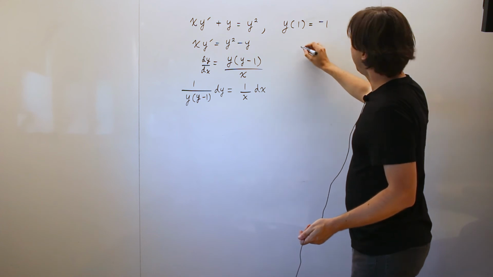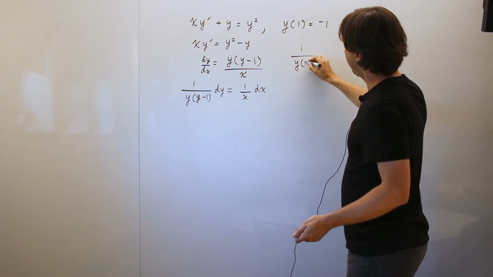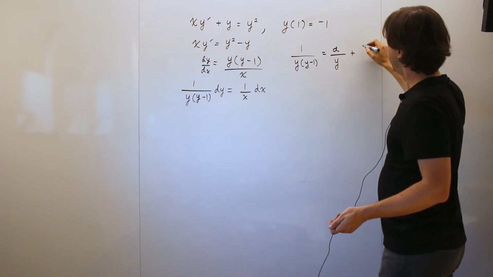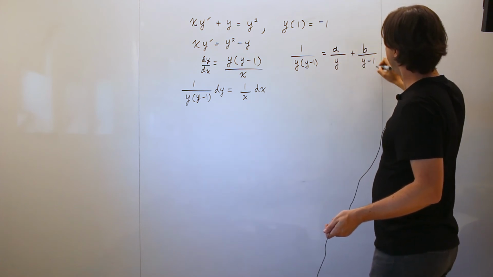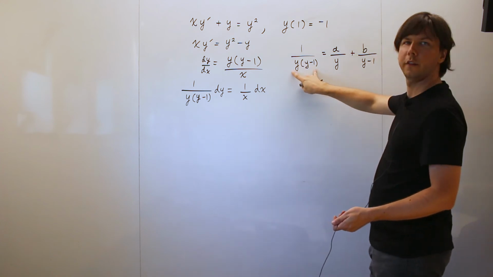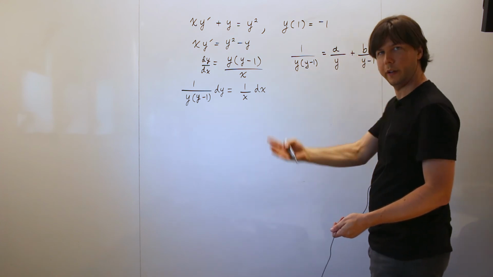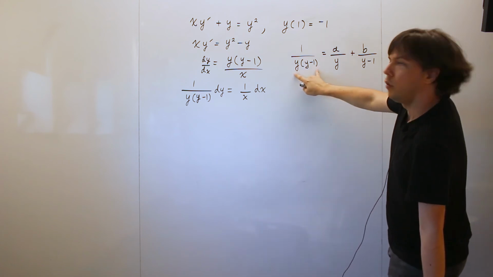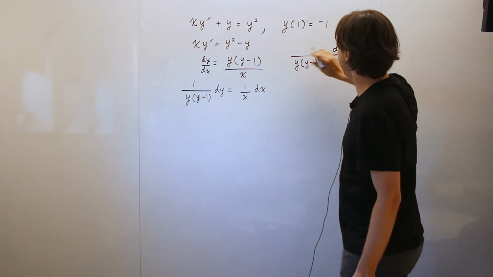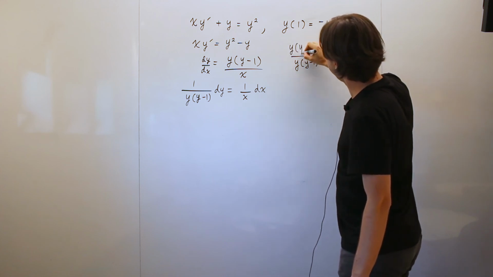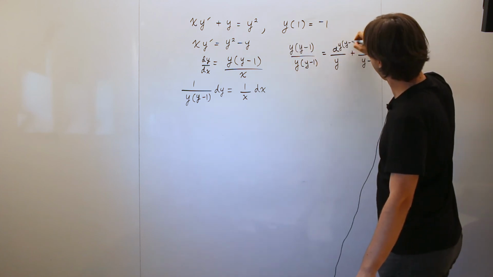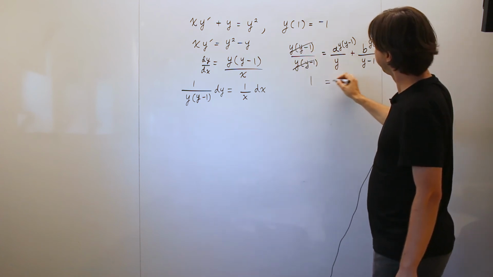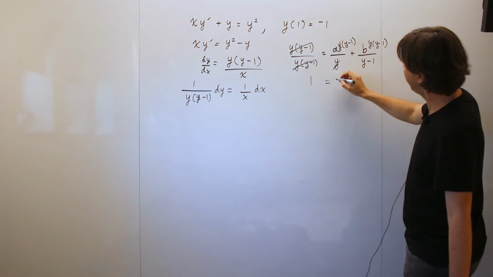So what we've got is 1 over y times (y − 1) equals something over y plus something else over (y − 1), because we've got linear factors, so the numerators have to be constants. Okay, now we can multiply both sides by y times (y − 1). In this case everything divides out and we get 1. In this case some of it divides out.